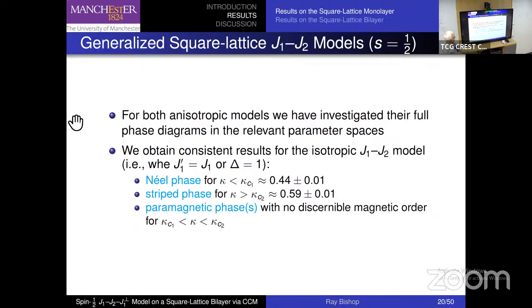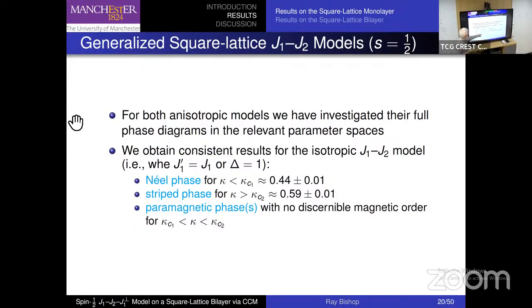What happens quantum mechanically for spin half is that the Néel phase exists out to a value slightly smaller than 1/2. The striped state exists for a value somewhat bigger than 1/2. And in between, there's something else. Whatever it is, it ain't classical. It's got no classical counterpart. And that's what makes this problem interesting.